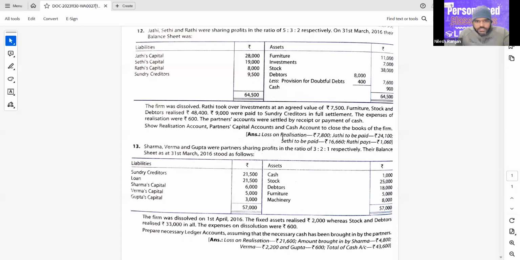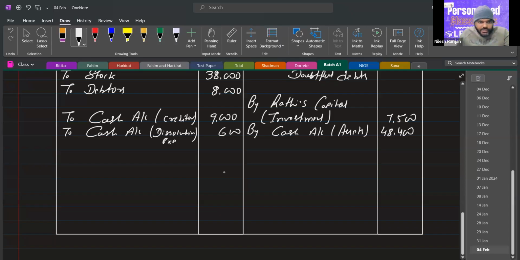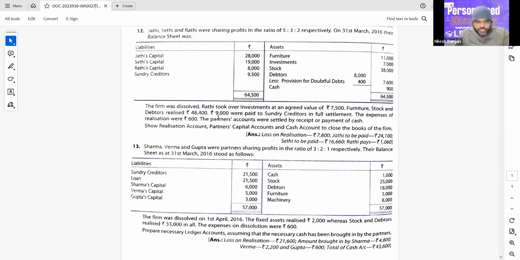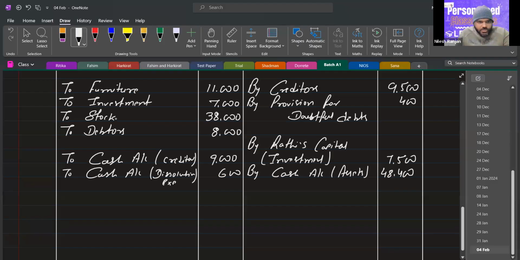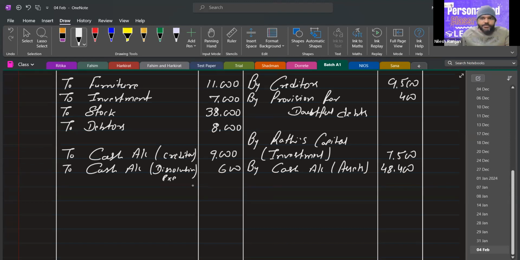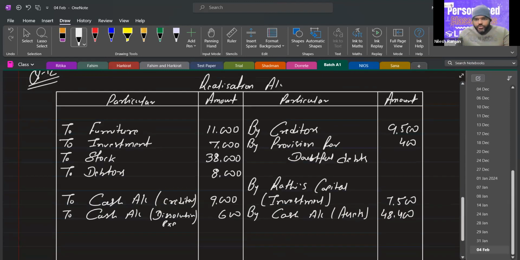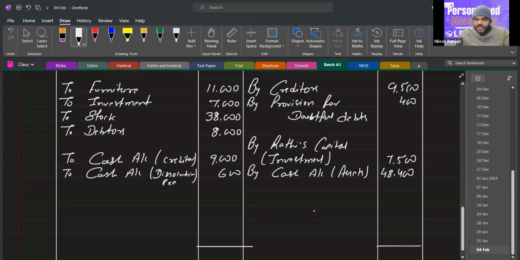Is there anything else? No. First of all, we have to check that all the assets and liabilities are covered here. Furniture, investment, and stock. Investment is taken over, and furniture, stock, and debtors here. And creditors is paid. Done. So after writing all the items, please check one time so that it is confirmed all the assets and liabilities are realized.